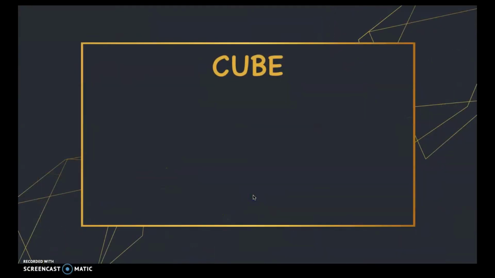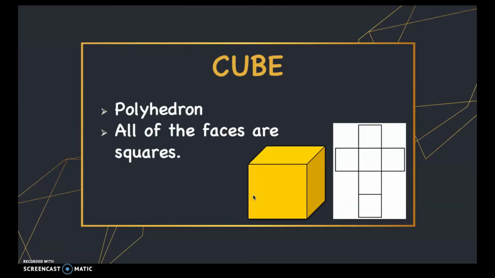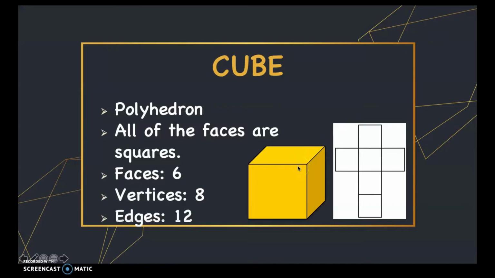Now, let's describe a cube. So this is a figure of a cube, and a cube is a polyhedron. And all of the faces are squares, so all of the sizes of the faces and edges are identical. So we have 6 faces. We have here 1, 2, 3, 4, 5, 6. This is the net of the cube, and it has 8 vertices and 12 edges.